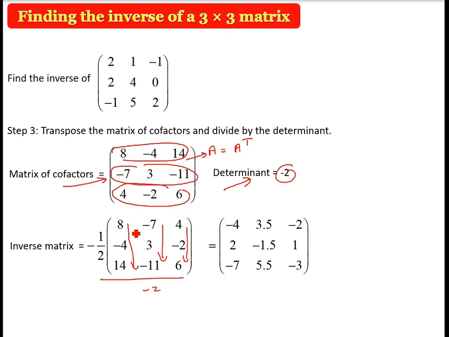So minus half multiplied by 8 is going to be minus 4. And you have to multiply minus half with each and every element. That is, 9 elements are there, so 9 multiplications should be there. For example, minus half into minus 7 will be 3.5. Minus half into 4 will be minus 2. Okay? So this is the final matrix. This is your inverse of the matrix, A inverse, or the inversion of the matrix.